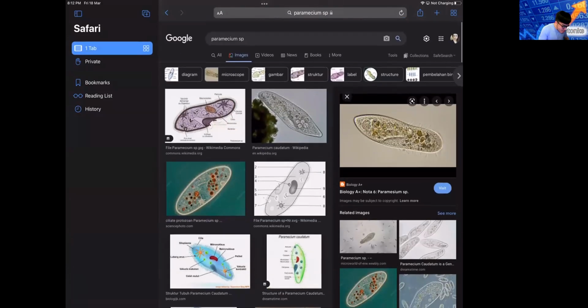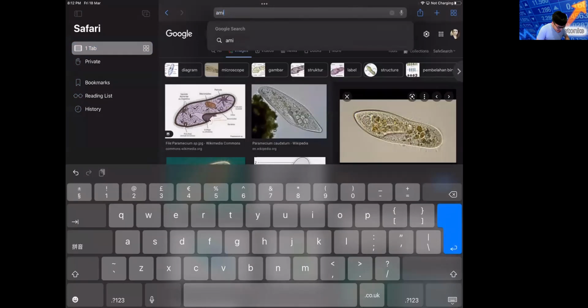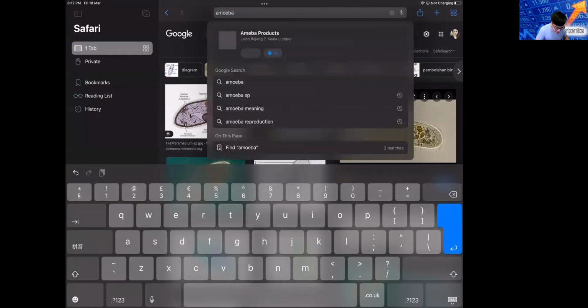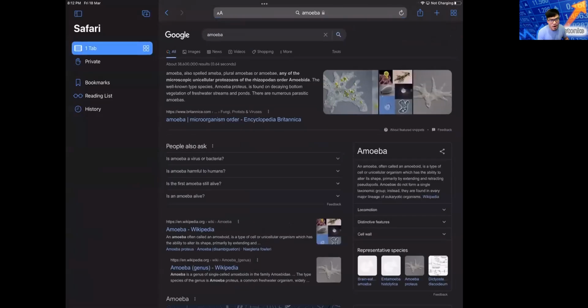And of course, this amoeba is no better. Oh, do you know this amoeba? Fun fact about this amoeba: Amoeba is actually a character in Powerpuff Girls.